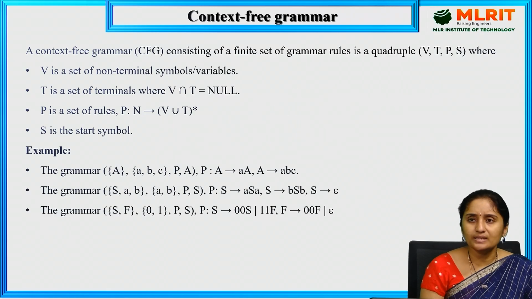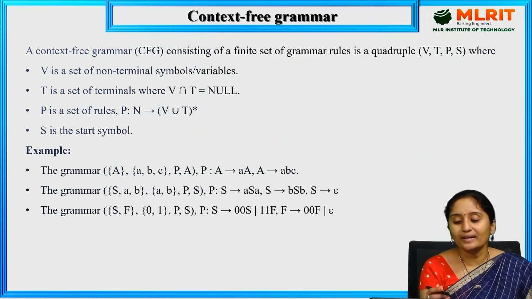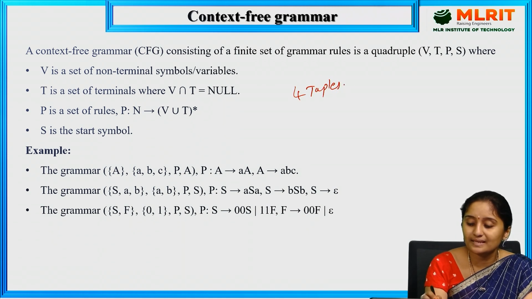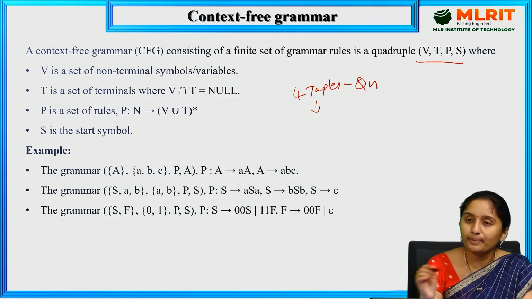The next one is context-free grammar. A context-free grammar consists of a finite set of rules. We have a quadruple, which we can call four tuples. The four tuples are V, T, P, S.